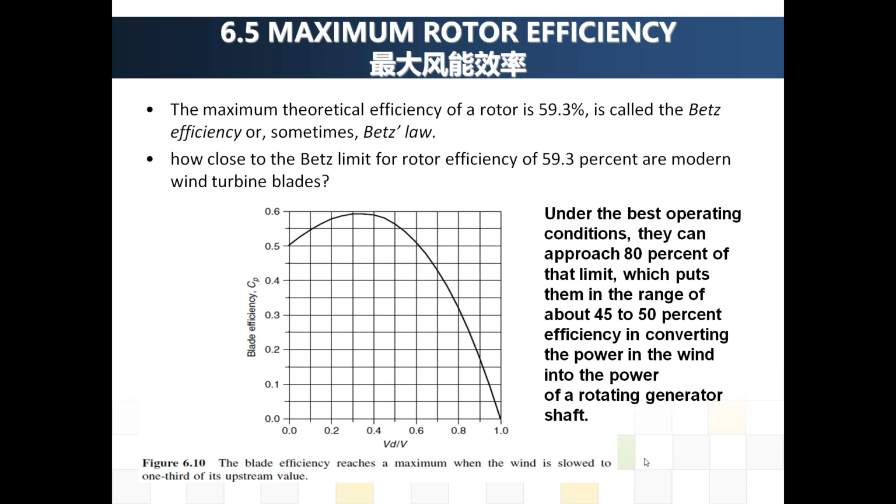So how close to the limit of 59.3% for rotor efficiency are modern wind turbine blades? Under the best operating conditions, the rotor efficiency can approach 80% of that limit, which means the rotor efficiency is about 45 to 50% when converting the power in the wind into the power of a rotating generator shaft.